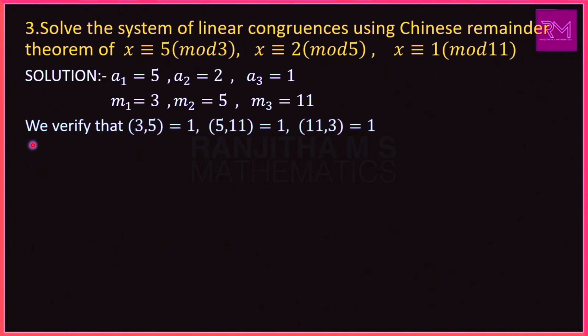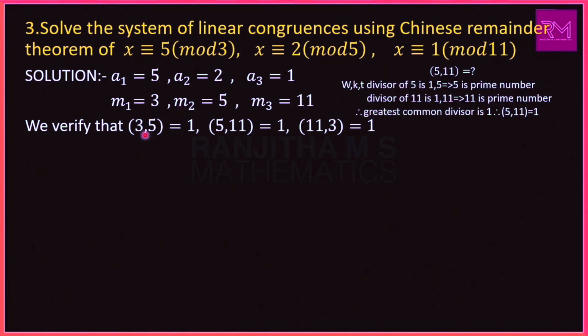First we have to verify that the GCD of 3 and 5 is 1, the GCD of 5 and 11 is 1, and the GCD of 3 and 11 is 1. Obviously the GCD of 3 and 5 is 1, and we can check for 5 and 11. Here the divisors of 5 are 1 and 5 because 5 is a prime number. Similarly, the divisors of 11 are 1 and 11 because 11 is also a prime number. So the greatest common divisor among these two is 1. Therefore the GCD of 5 and 11 is 1. In a similar way, the GCD of 11 and 3 is also 1.